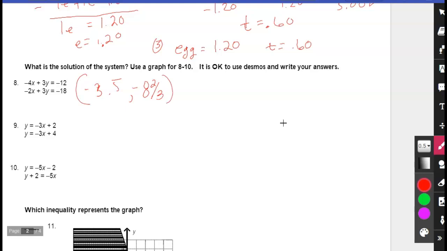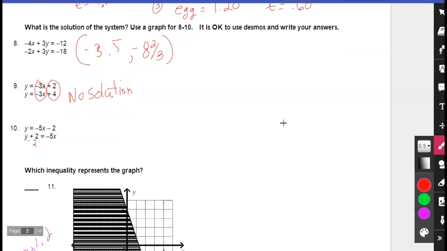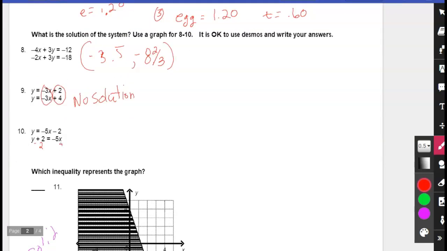These ones here, you don't need a graph because we go back to definitions. Same slope, different y-intercept. No solutions. That's what happens when you have parallel lines. Down here, if I just subtract 2 from both sides, I get y equals negative 5x minus 2. Well, that's the same equation. So that's when you have infinite solutions.